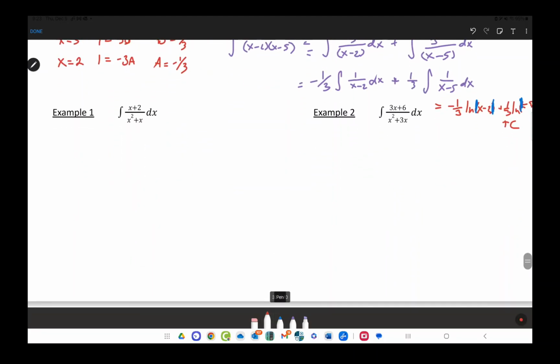So let's try this. What are my factors? What are the factors of my denominator here?